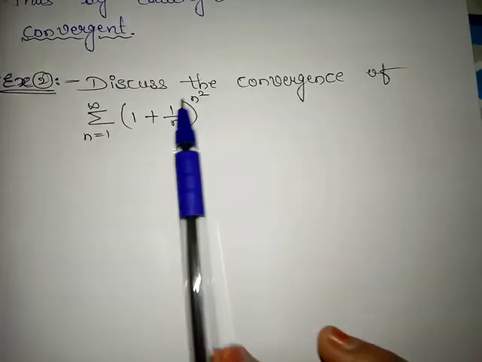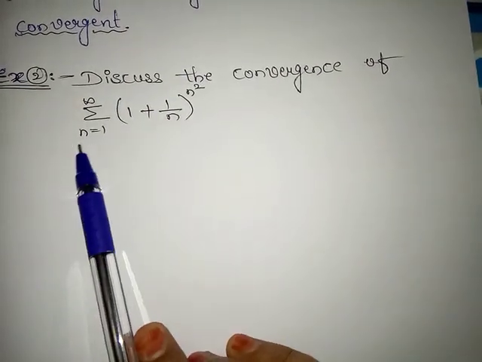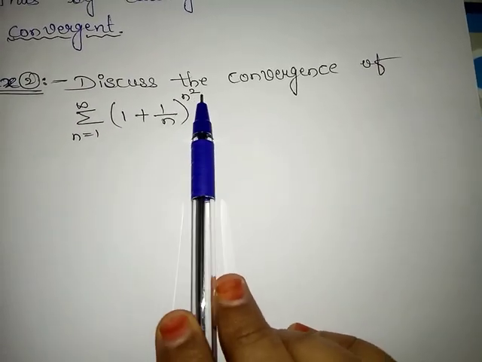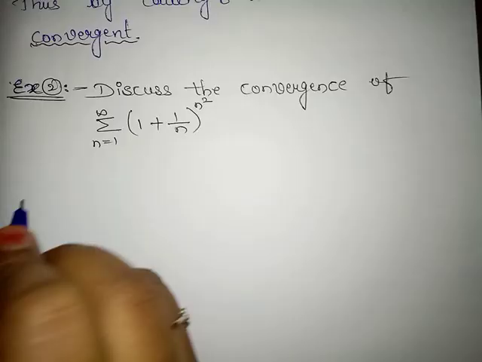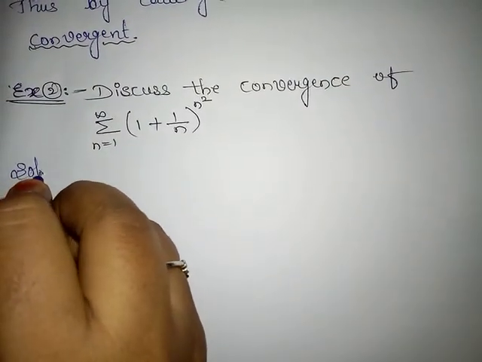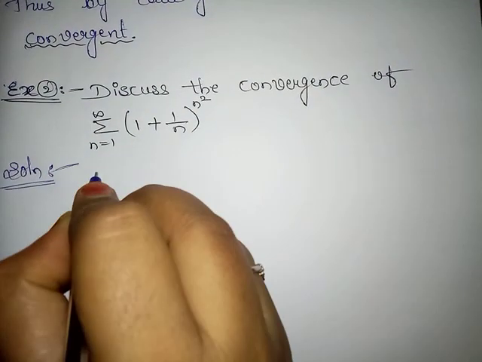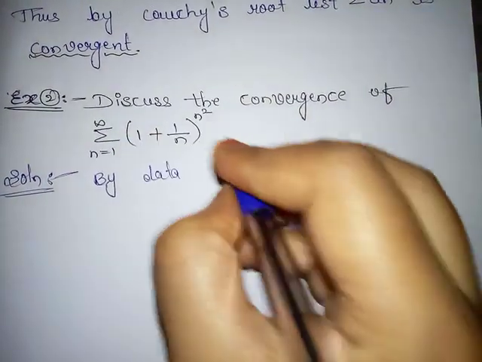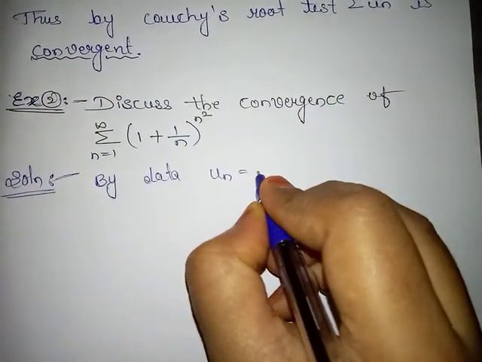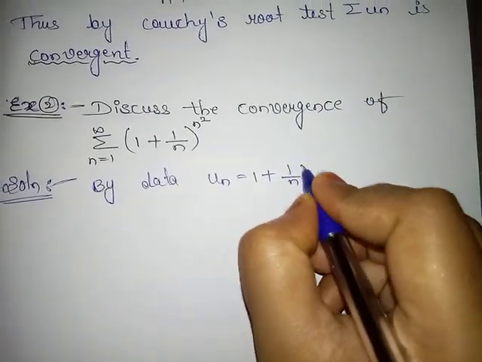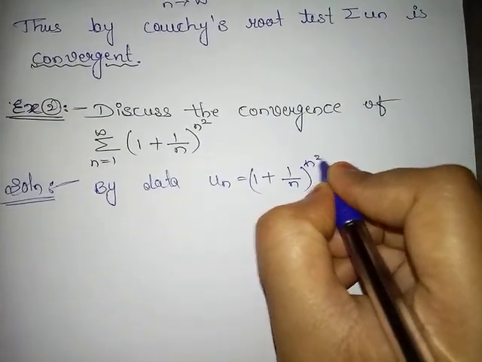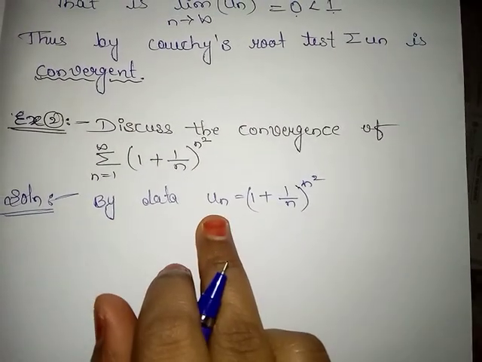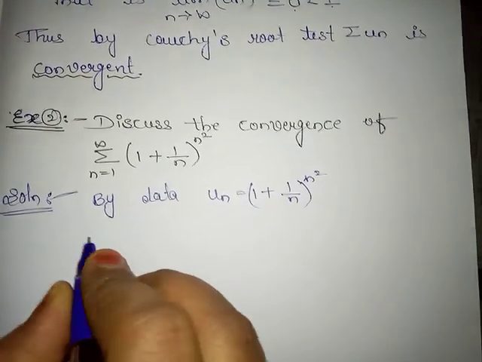Next, second example: discuss the convergence of summation n running from 1 to infinity, 1 plus 1 by n whole raised to n square. Solution. By data, from this we conclude un is 1 plus 1 by n raised to n square. Similarly here also, before applying the limit for un, first we have to find un raised to 1 by n.